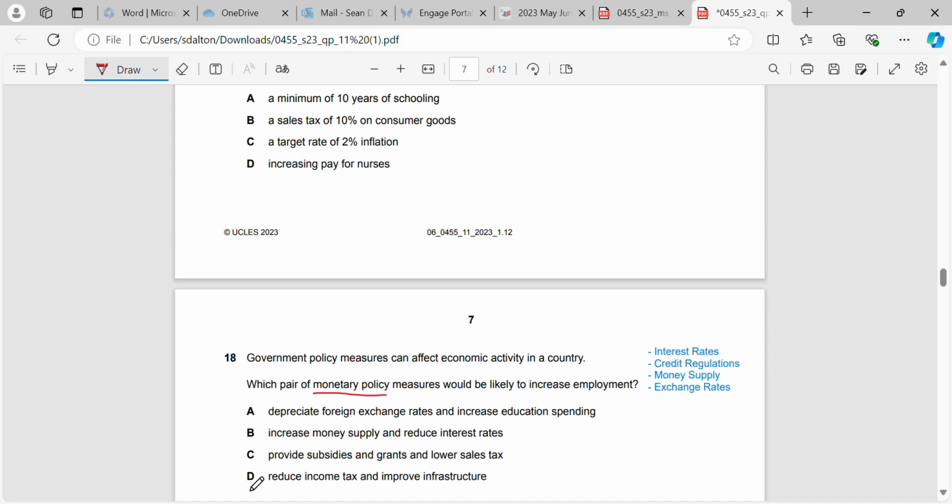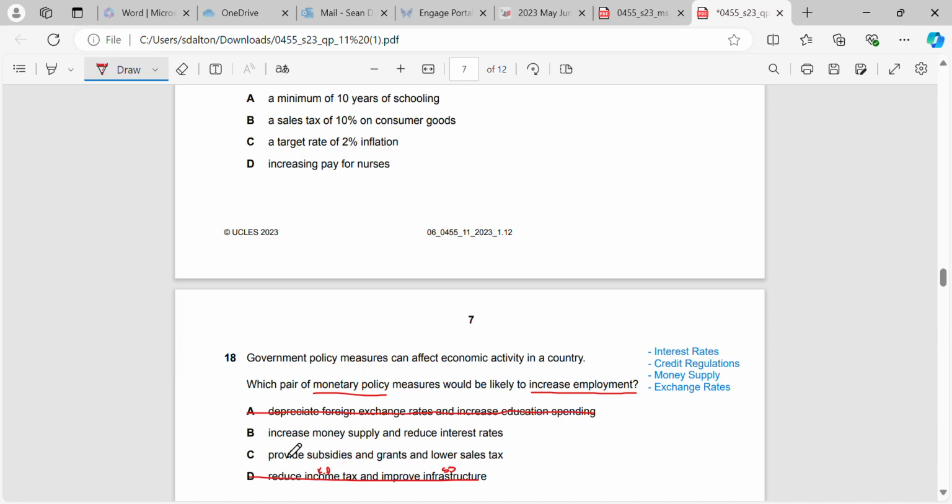Now if we reduce income tax and improve infrastructure, they're not monetary policy. Improving infrastructure is supply side, it's SS, and reducing income tax is a fiscal policy or a supply side policy in certain circumstances. So, depreciate foreign exchange rates. Yes, that could be a monetary policy, but increasing education spending is a supply side policy. And we're looking to increase employment here, so we have to keep an eye out for that as well.